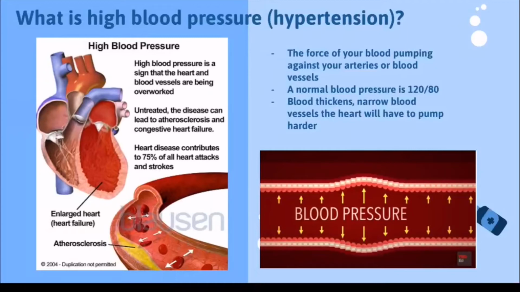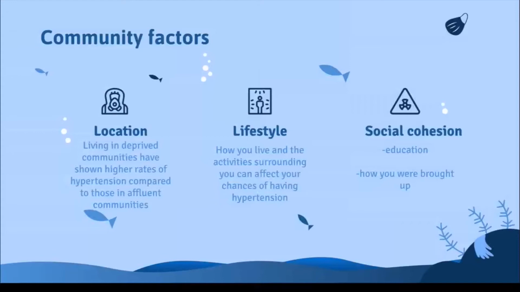Now, with different elements of your life, your blood can begin to thicken, or you'll have narrow blood vessels, and the heart will have to pump harder, and this becomes high blood pressure. Some community factors that can affect your chances of getting high blood pressure are location, lifestyle, and social aspects. Those who live in the middle of nowhere or are not brought up in a nicer neighborhood are not going to have access to healthy food markets, or to a local physician, or to a pharmacist to treat what they need to be treated to be healthy.